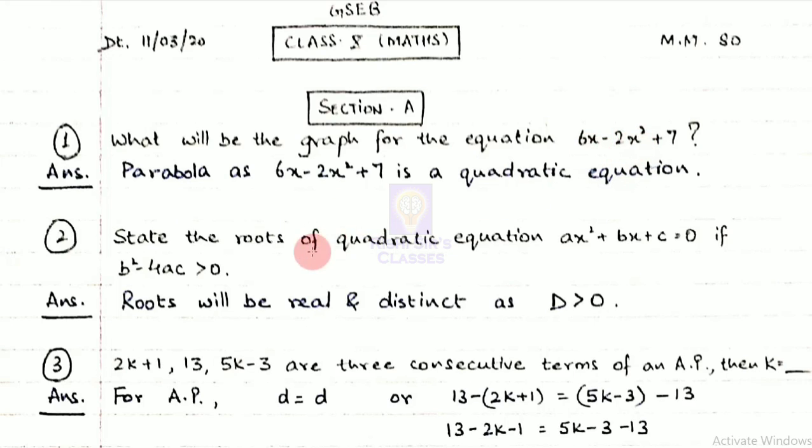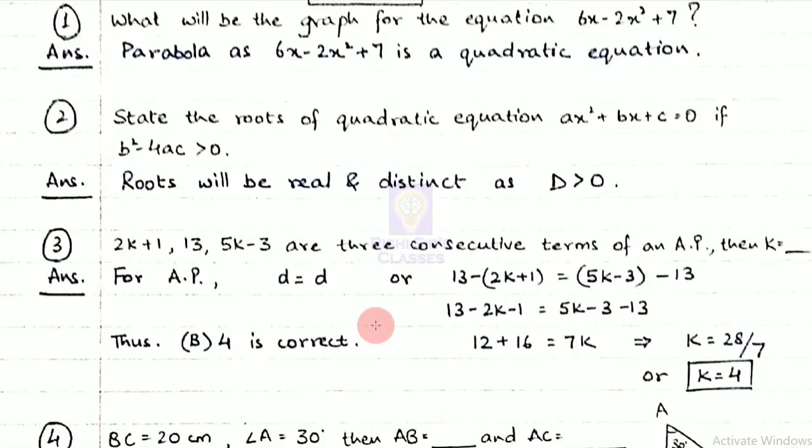Second question, state the roots of quadratic equation ax square plus bx plus c equals 0 if b square minus 4ac is more than 0. We know that if the determinant is more than 0, in that case the roots will be real and distinct. Moving on to question number 3.